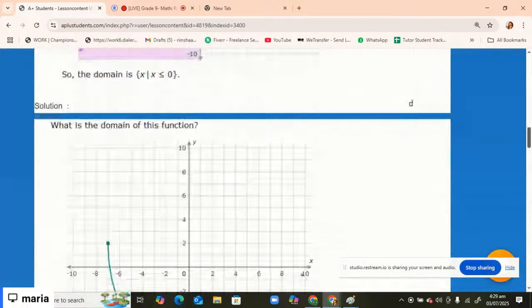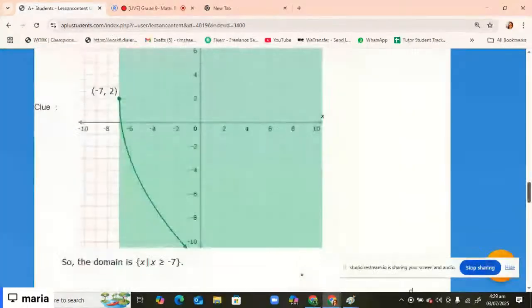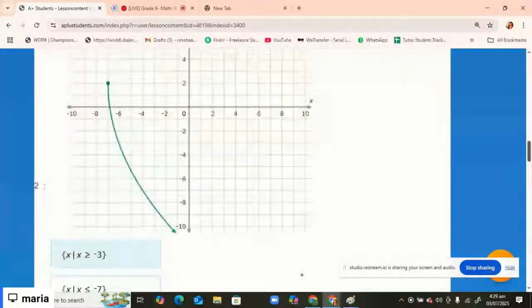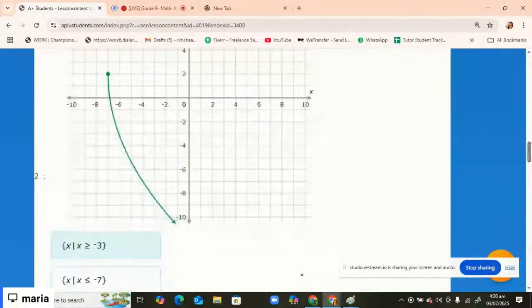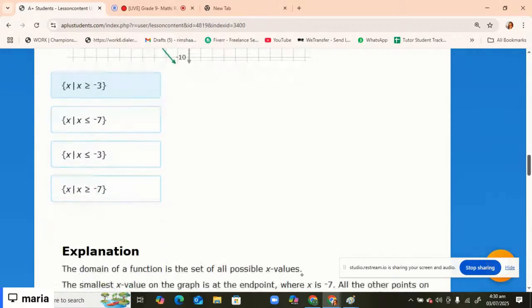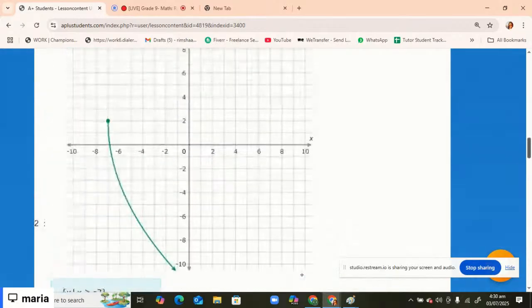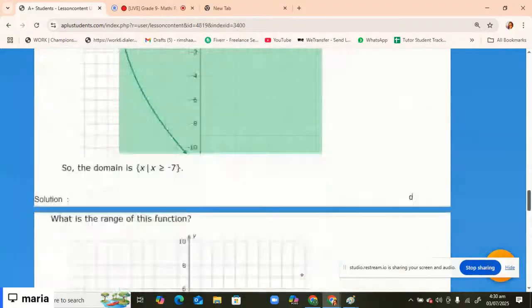What is the domain of this function? Now from the domain, when we see the x value, it's cut on -7 and here it's on 2. -7 and 2. So it means that your domain is from -7. That is equal to or greater than -7, not less than. That's it.